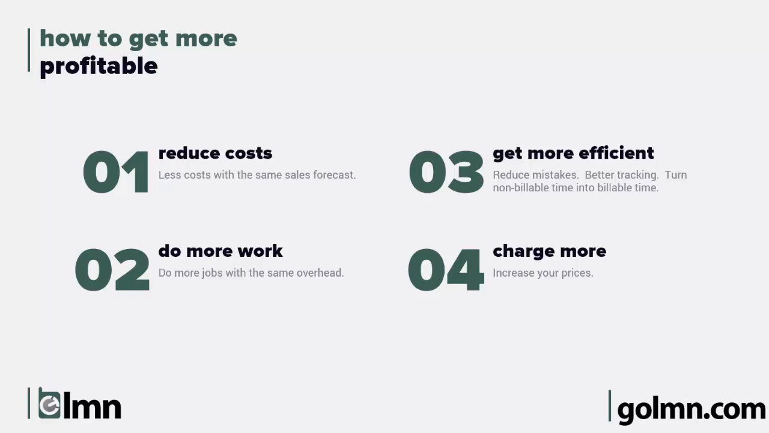You can also do more work, which is you can do more jobs with the same overhead. It'll spread your overhead out across more jobs and have more money left over at the end of the year for net profit. You could also get more efficient, or you could charge more for your work. Now let's take a look at each one of these in a little more detail and show you what they really mean and how to make your budget do these things.